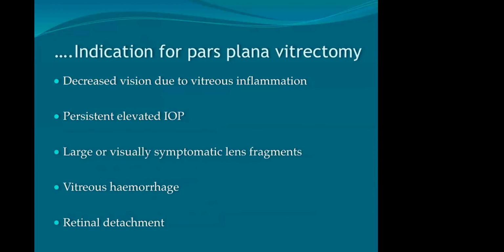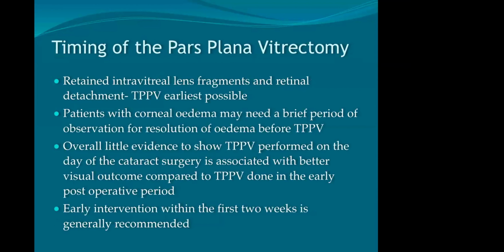What are the indications for pars plana vitrectomy? Severe inflammation, persistent elevated IOP, and large or visually symptomatic lens fragments you can't leave, you have to remove. If there's vitreous hemorrhage or retinal detachment, there is no question, you have to go and do a vitrectomy. Timing: retained intravitreal lens fragment with retinal detachment you have to do as early as possible. It's an emergency. Patients with corneal edema, as I said, you have to wait till the corneal edema settles, then go for vitrectomy. There's little evidence whether you should do it the same day or a few days later. The results have been the same.